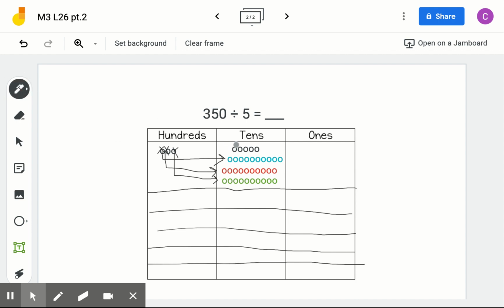I'm going to follow the same procedure as earlier, crossing one off, adding it to the first group, cross one off, add it to the second, cross one off, add it to the third, cross one off, add it to the fourth, cross one off, add it to the fifth group, and then I'm going to repeat until I run out of discs, making sure that every group has the same amount.